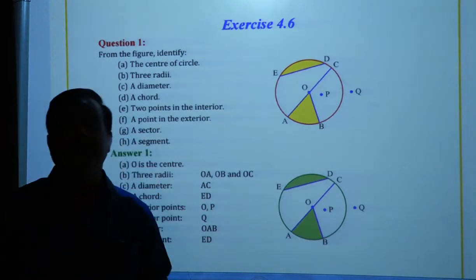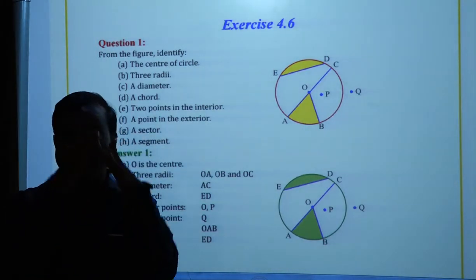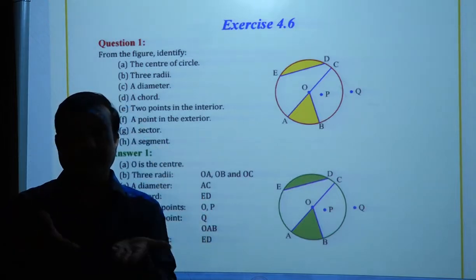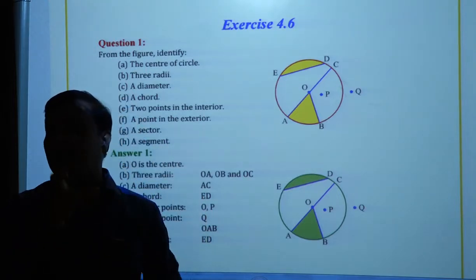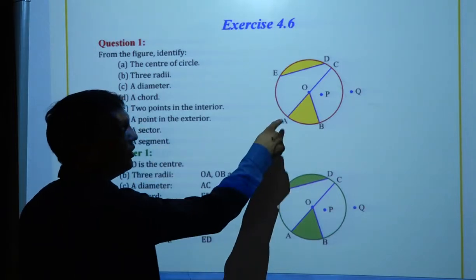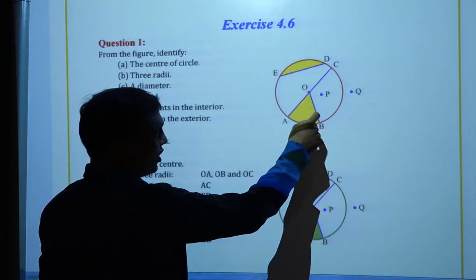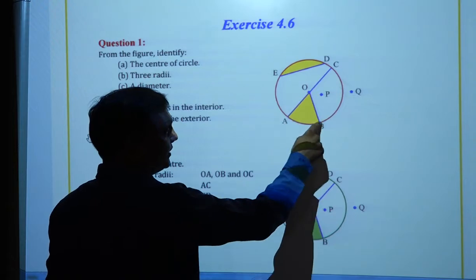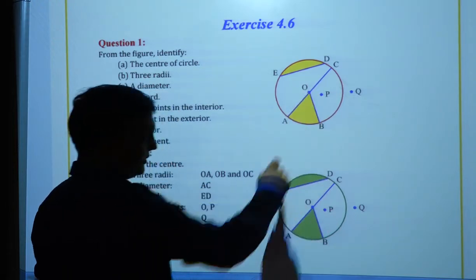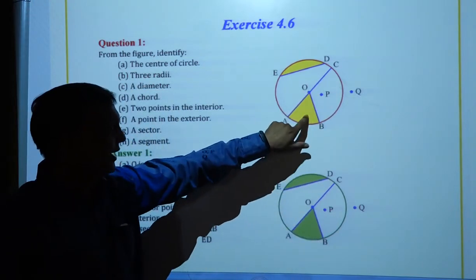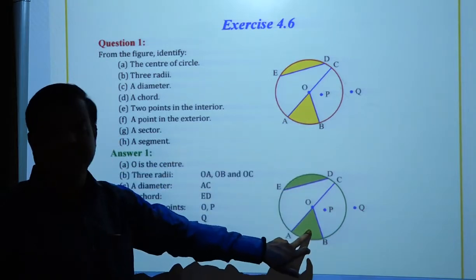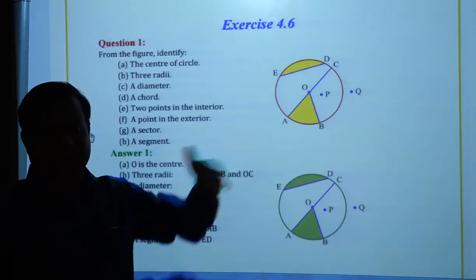Sector. Sector means between two radii, a slice, like a cake slice. Between two radii, that part is a sector. So between two radii, here, AOB. You can say OAB. This yellow part is a sector. Here the green part is a sector. Here the yellow part is a sector.